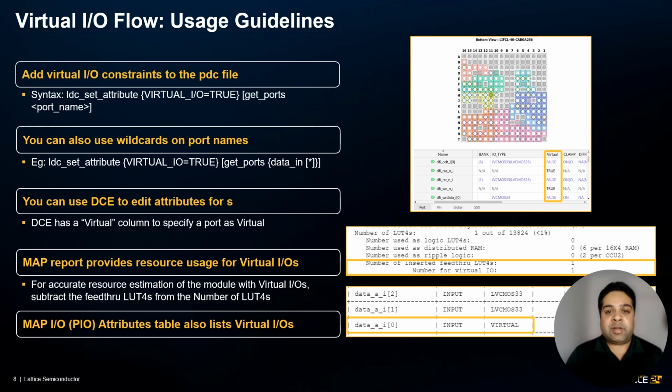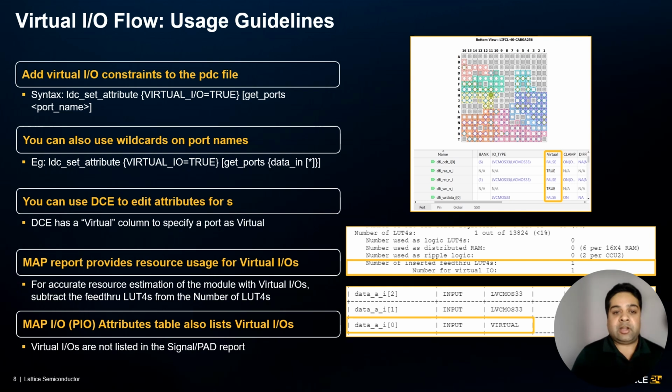Lastly, keep in mind that the virtual IOs are not listed in the signal or pad report, which is part of the place and route reports. This means you won't see them in that particular report, so you'll need to rely on the map report and the PIO attribute table for information on the virtual IOs.